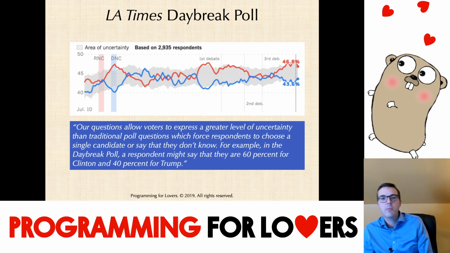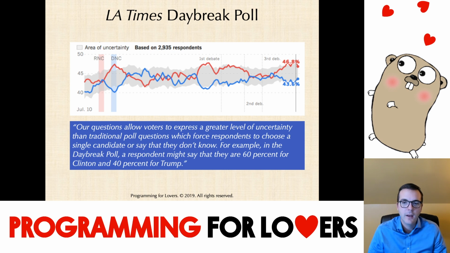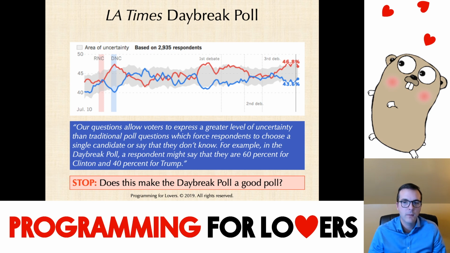So there was a Daybreak poll that was run by the LA Times, and the quote here was that their questions allowed voters to express a greater level of certainty or greater level of uncertainty than traditional poll questions. So a traditional poll would say, which candidate are you voting for? And that's a binary response, candidate 1 or candidate 2. But in the Daybreak poll, the respondent might say that they were 60% for Clinton and 40% for Trump, or 90% for Trump and 10% for Clinton. And we could pause for a moment and say, well, that seems like a good idea. Doesn't necessarily make it a good poll.